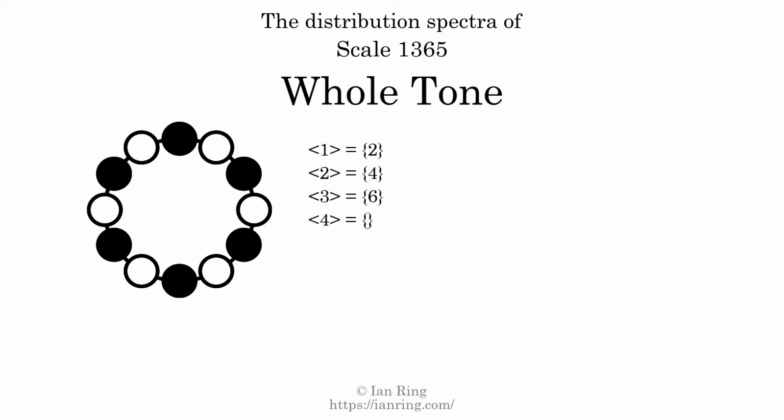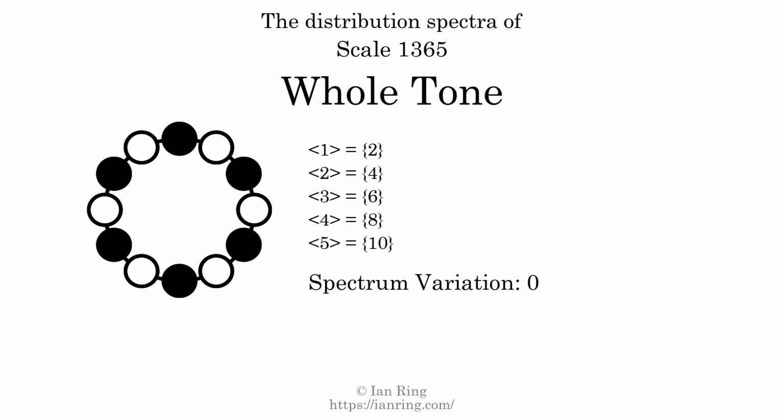The generic interval of 4 scale steps has just one specific interval size, 8 semitones. The spectrum width of this generic interval is 0. And finally, the generic interval of 5 scale steps has just one specific interval size, 10 semitones. The spectrum width of this generic interval is 0.